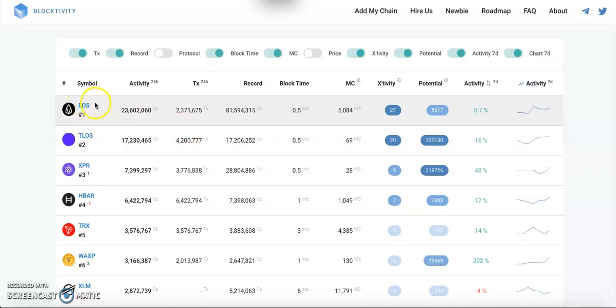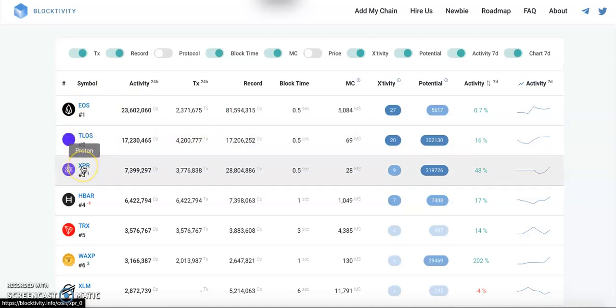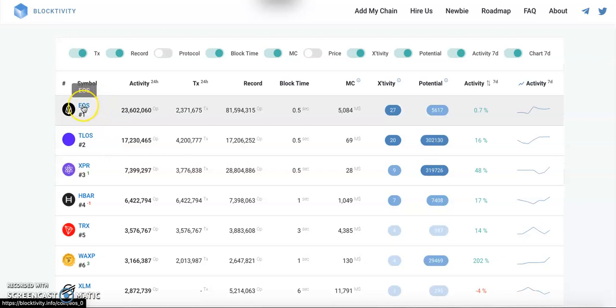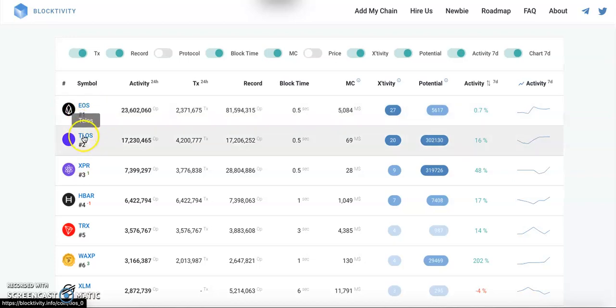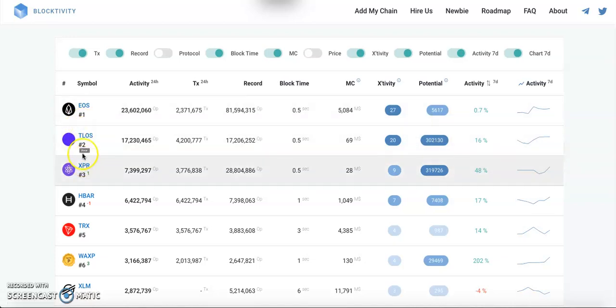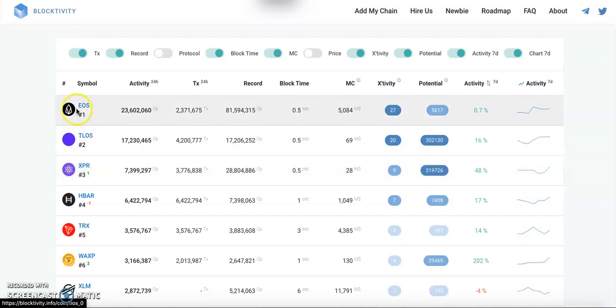Now, the reason why I have more EOS than Telos, Tron, or Proton is because of what Telos and Proton did, and this is the beautiful thing they did. When EOS had some issues, these guys took the open source software of EOS, which is EOS.io, forked it and created a better version of EOS in their own way, right? The same way Binance forked Ethereum to create a better Ethereum called Binance Smart Chain. So these guys forked EOS to create what is called Telos and Proton. Now there are several others, you see.